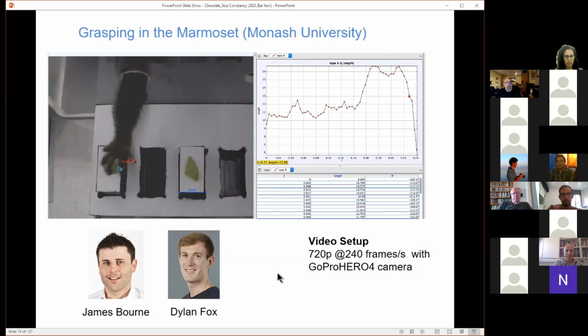And you can force the animal to use its right hand or its left hand by having a hole, which it reaches through, which is hard up against a wall either on the right or the left, and so it's forced to use either one hand or the other. Dylan, I have to say, is a marmoset whisperer. He can really work with these animals and get them to do some amazing things.